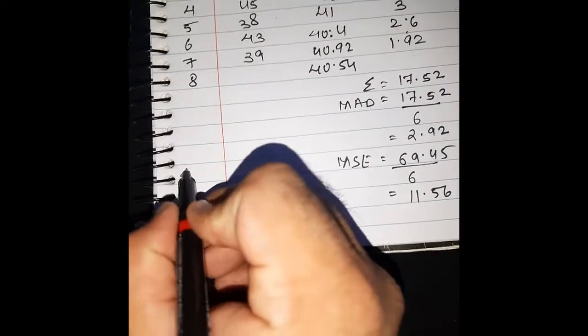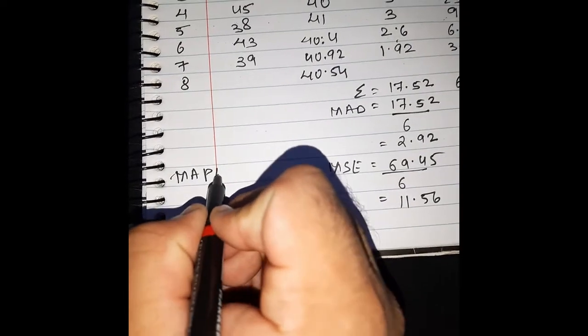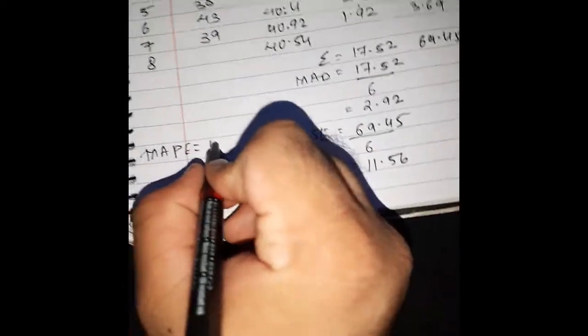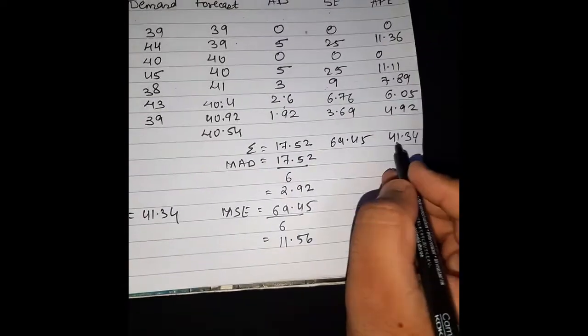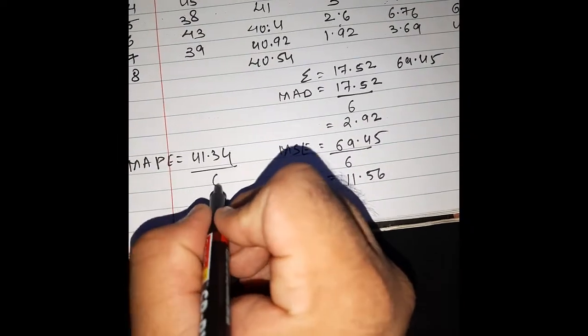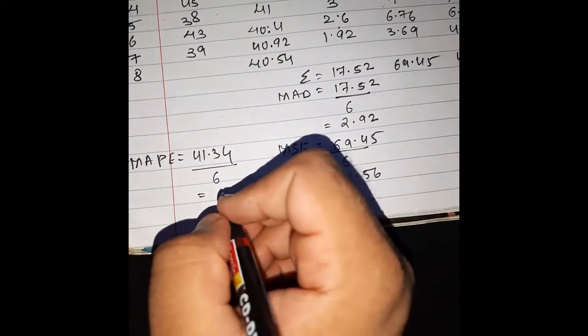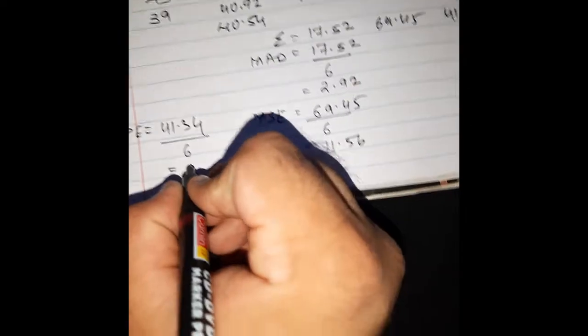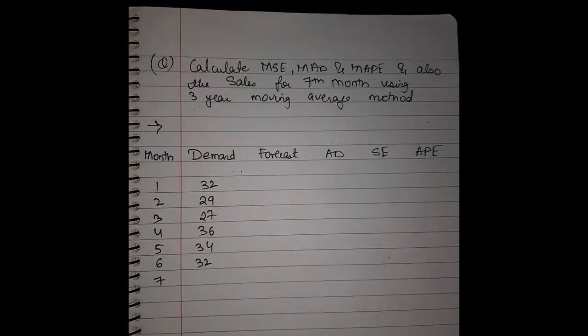Now the mean absolute percentage error will be equal to 41.34, which is the summation, the whole divided by the number of periods, which is 6. It will turn out to be 6.90.